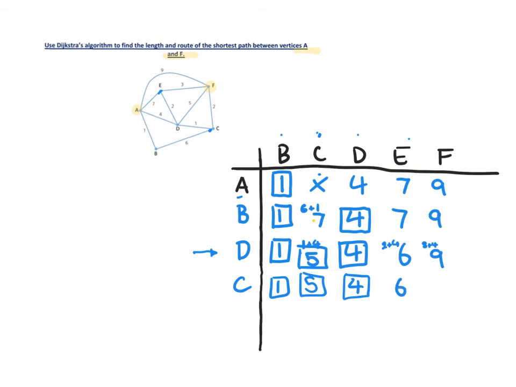Now C to F, we've got a 2. So 2 plus the number of this column, C, which is just here. 2 plus 5, we get 7. Now that is less than 9, so we're going to bring the 7 down, and that's going to hold its place there.